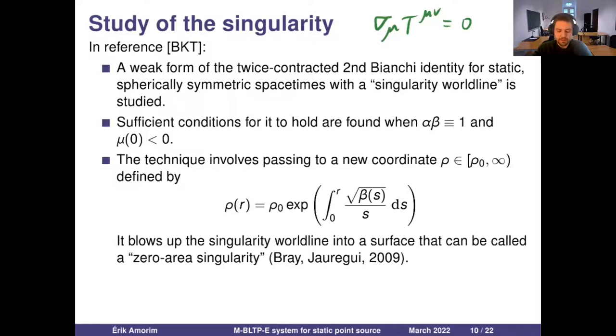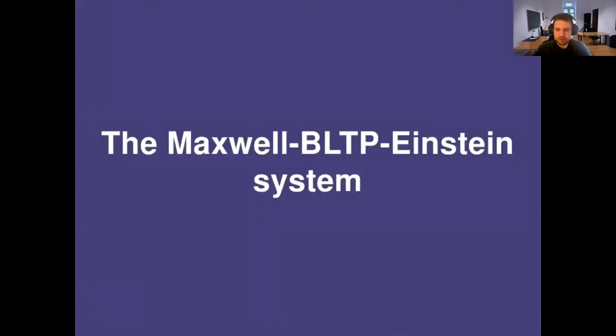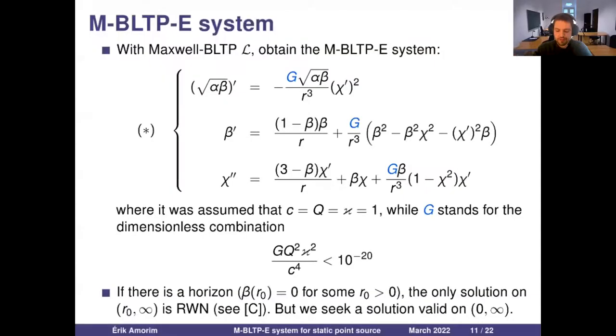All right. So I can now go back to the Maxwell BLTP system. What happens if you take your static spherically symmetric spacetime and put in the Lagrangian for MBLTP, then you get the T mu nu from that, and then you write down the Einstein equations for that. These are the Einstein equations.